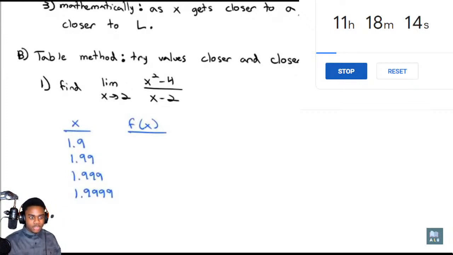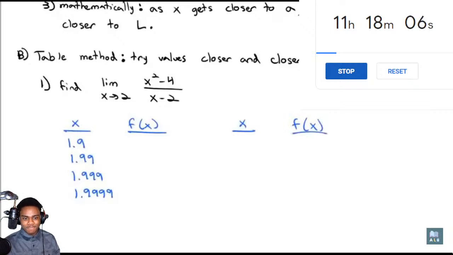So we can't just do values a little bit smaller than 2. We need to pick values for x and calculate f of x that are a little bit bigger than 2. So we might start with 2.1. Closer, 2.01. A little bit closer, 2.001.